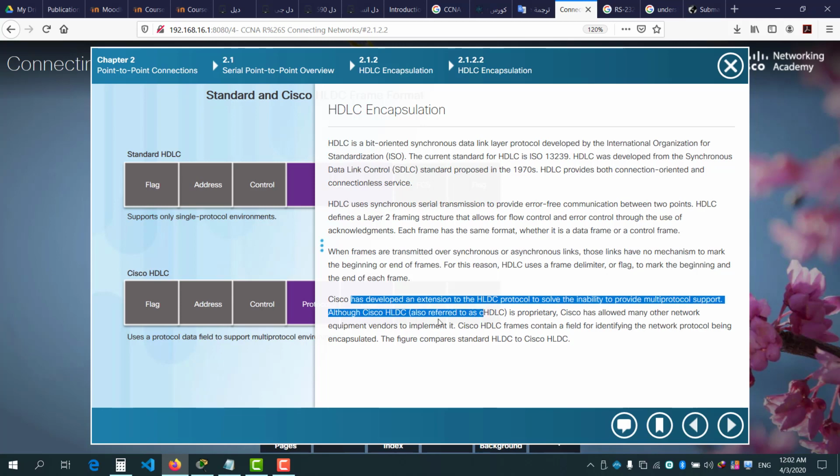سيسكو ده الجديد بقى, this is the last thing we'll discuss. Cisco has developed an extension to HDLC protocol to solve inability to provide multi-protocol support. Also, Cisco HDLC refer to CHDLC proprietary. Cisco has allowed many other network equipment vendors to implement it. Cisco HDLC frame contains the field to identify the network protocol being encapsulated. The figure compares standard HDLC and Cisco HDLC.